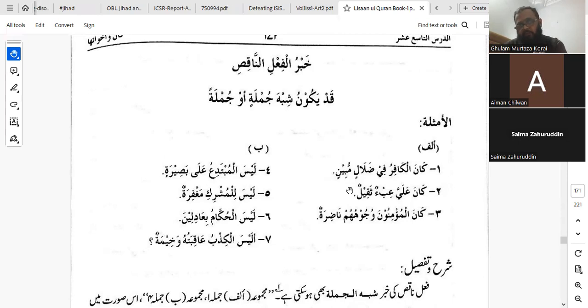Khabrul fi'l naqis. What is that? The khabar can be shibhul jumla or a jumla. Shibhul jumla becomes the khabar of kana. Say for example, we are going to have two columns over here. كان الكافر في ضلال مبين. كان علي إبء ثقيل.